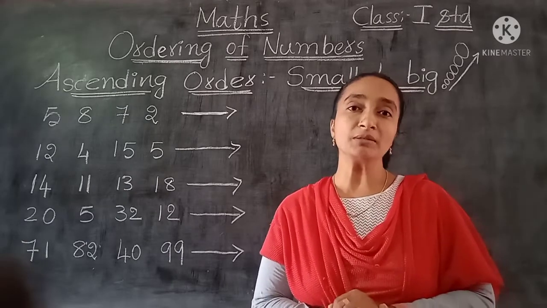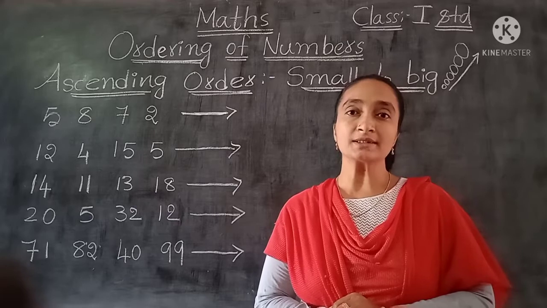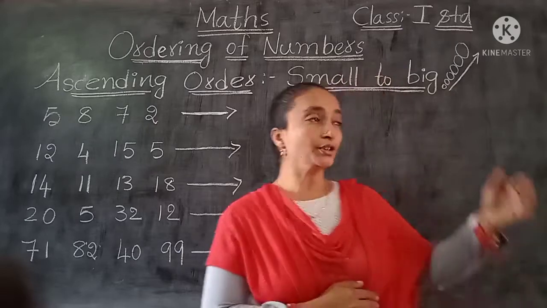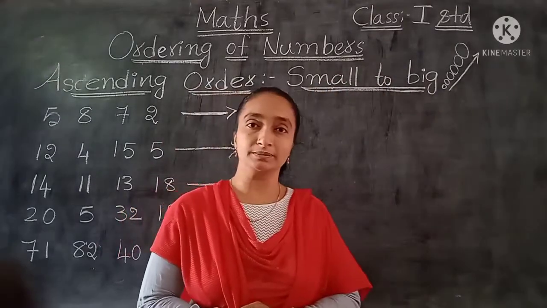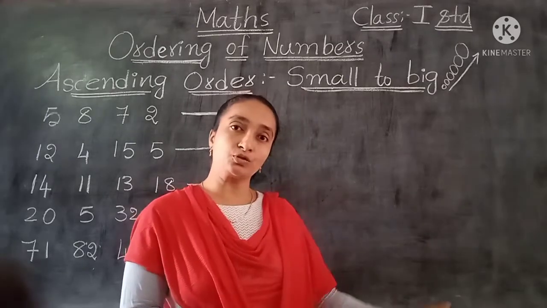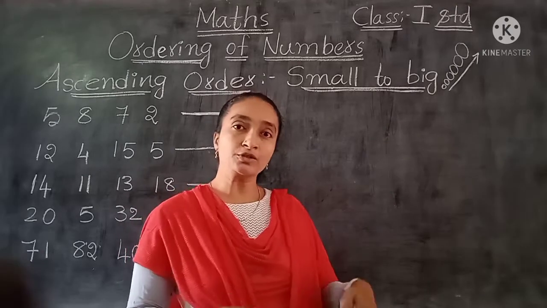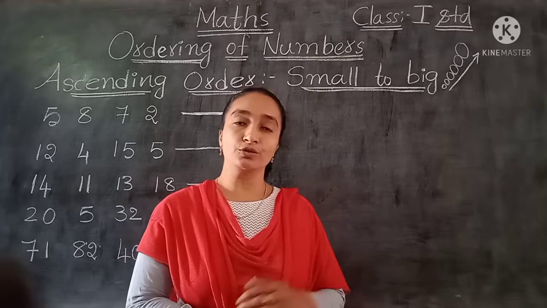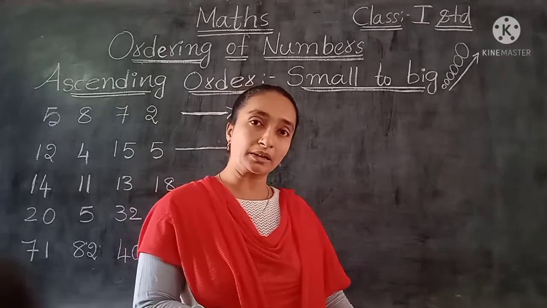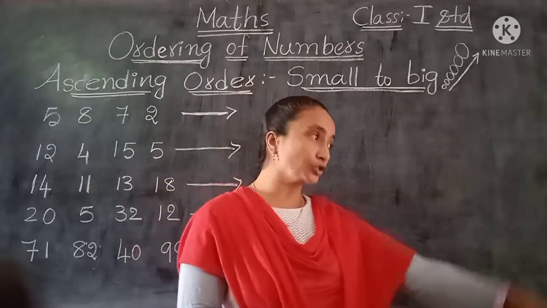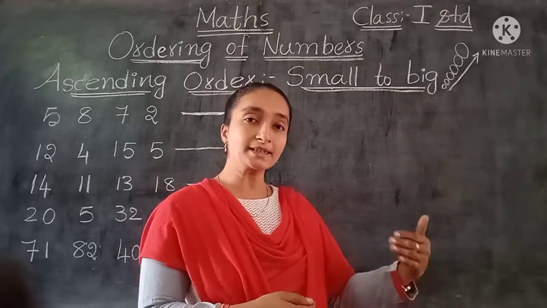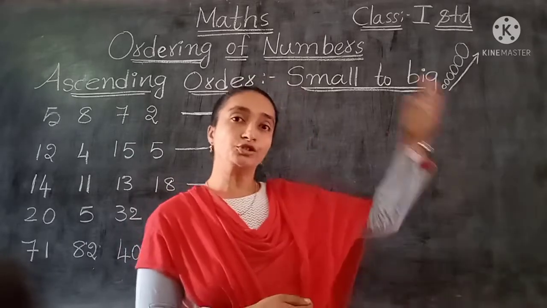So children, what do you mean by ascending order? Ascending order means the order which comes from small to big. Suppose you are climbing the stairs. From the first step only you will go upstairs, no? Can you jump and go 2 or 3 stairs more? No, you can't jump 3 or 4 steps. If you want to go upstairs, you have to climb from the bottom to the top. Ascending order means from bottom to top.